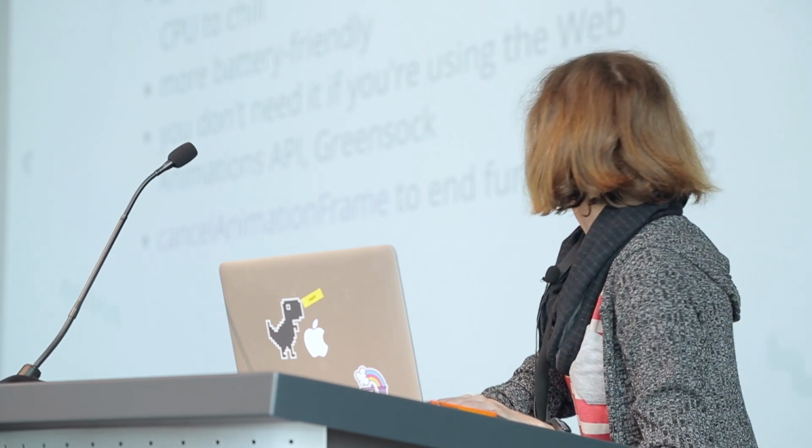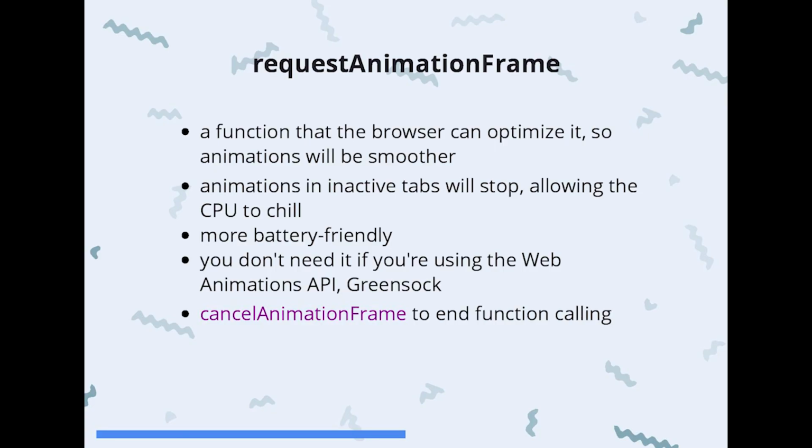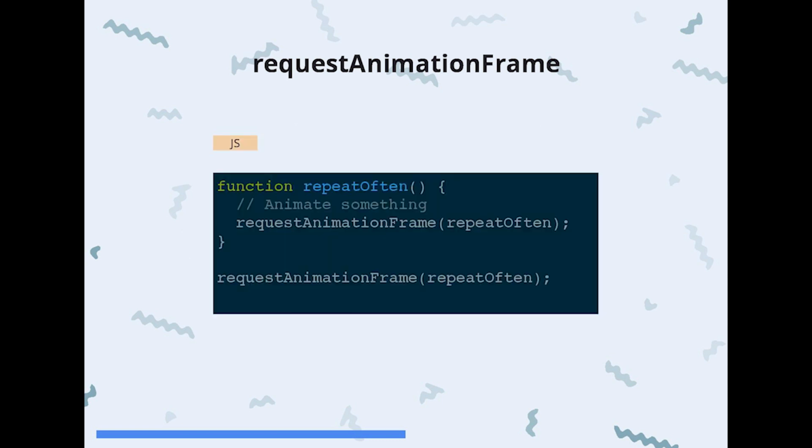And you can use the cancelAnimationFrame function to end calling the requestAnimationFrame function. This is what it looks like. So it's a function, and then you do your changes, and in the end, you call this function again. And you start calling the requestAnimationFrame function by calling it on your function with your changes that should happen on every frame.